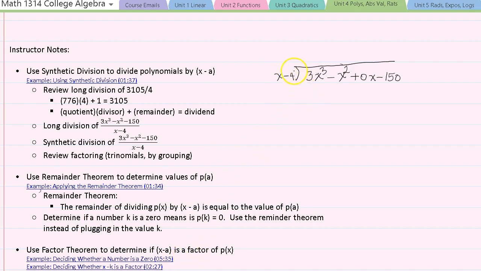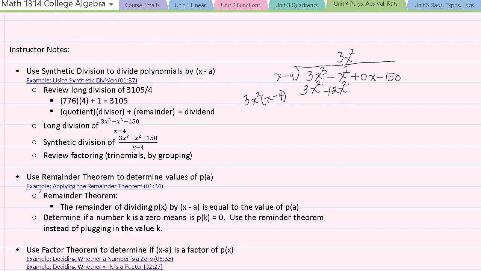I like to divide by asking the multiplication question. X times what will give me 3x cubed? We can see that 3x squared times x will give us 3x cubed. So I will write 3x squared in the quotient above the x squared term, and then multiply 3x squared times the divisor of x minus 4, and get 3x cubed minus 12x squared. Notice how I lined up the like terms so that the subtraction will be easier to do.